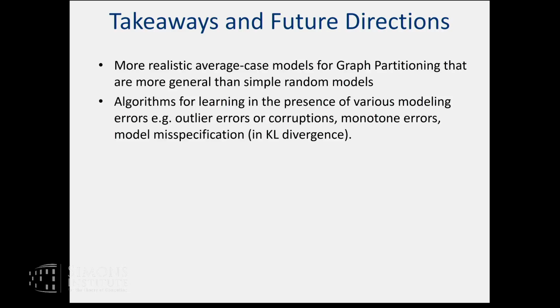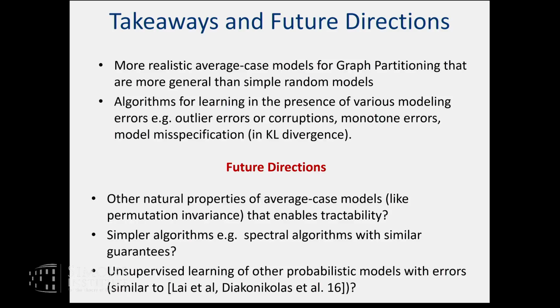Let me just conclude by saying that in this talk, we looked at different average case models for graph partitioning that are more general than stochastic block models and that may allow us to capture real-world graph instances. And we also looked at algorithms for learning probabilistic models for graph partitioning in the presence of various kinds of errors, like corruptions or outliers or model misspecification. It'll be nice to come up with these kinds of guarantees for graph partitioning or other such problems under other natural properties about the average case model.